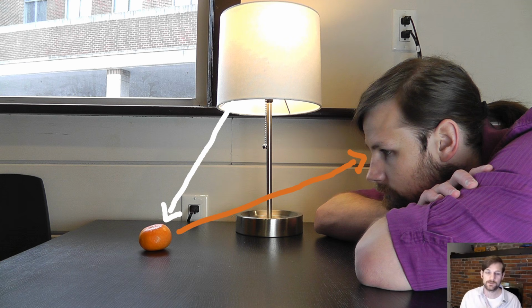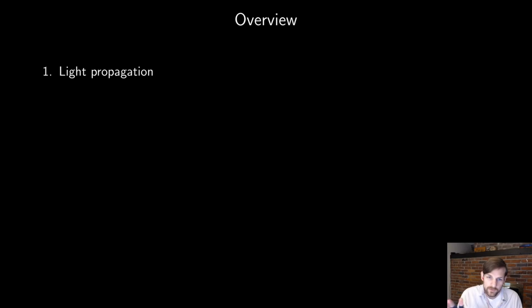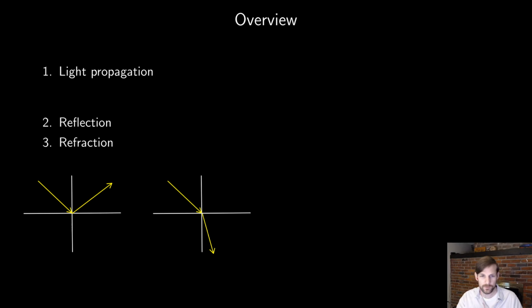Light leaves a light source, bounces around the room, and accrues color from different objects before eventually landing in our eye. When thinking about how to implement this in code, there are a number of important questions to consider. 1. How do we model light propagation? How does light move forward exactly? 2. How does light reflect off of various objects? And 3. What about transparent objects like water or glass?